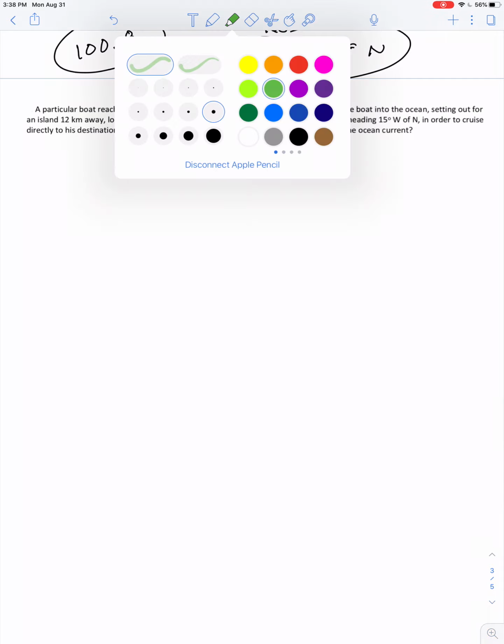Some boat can reach a cruising speed of 30 meters per second in calm water. Once again, that's giving the speed of the boat with respect to the water. So the captain takes the boat out into the ocean where the water isn't calm, there's a current.